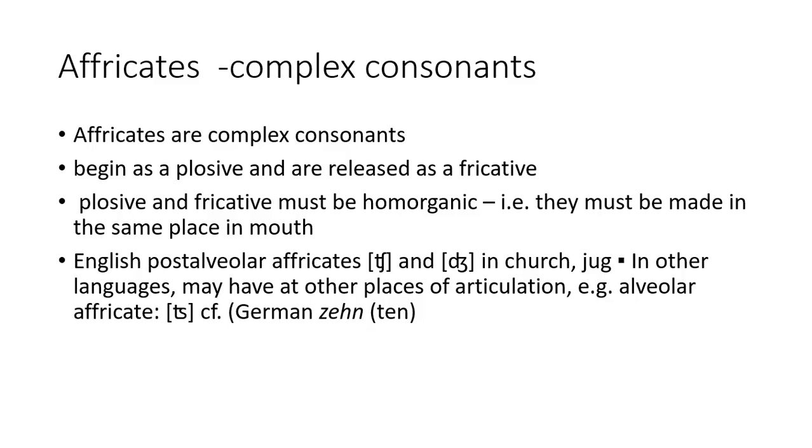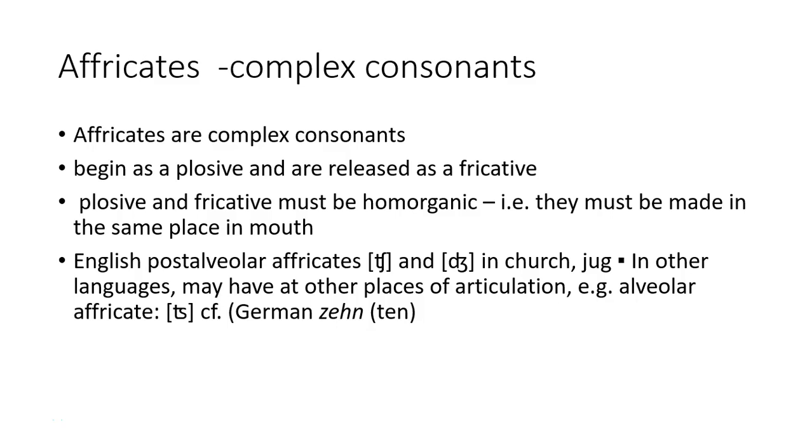In jug, we start with a d, and we have j, so d, j. But in other languages, you can have different places of articulation. So we can have an alveolar affricate. So if you think about German Zehn, you have t, s, s, s. Okay, so the t is different in German Zehn.